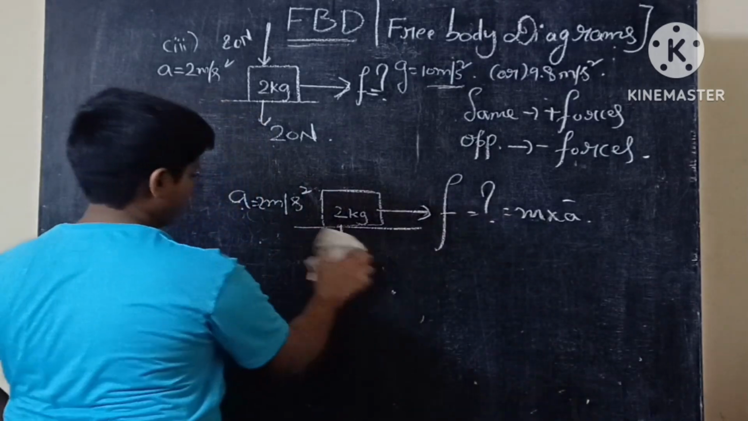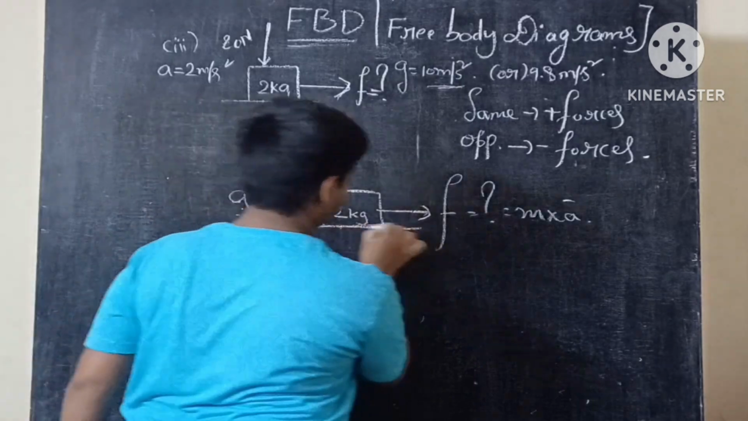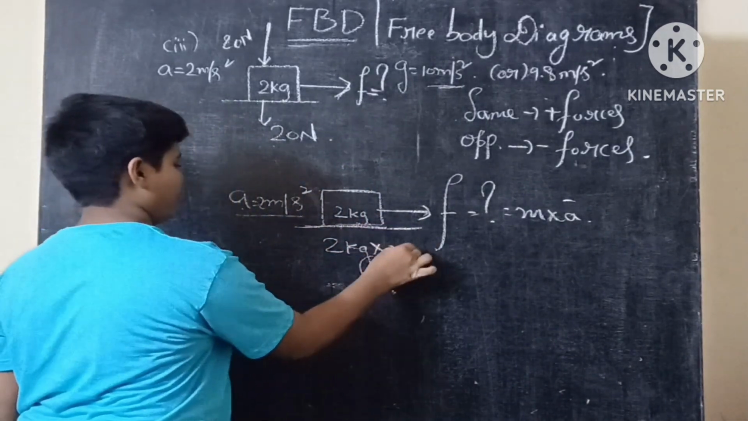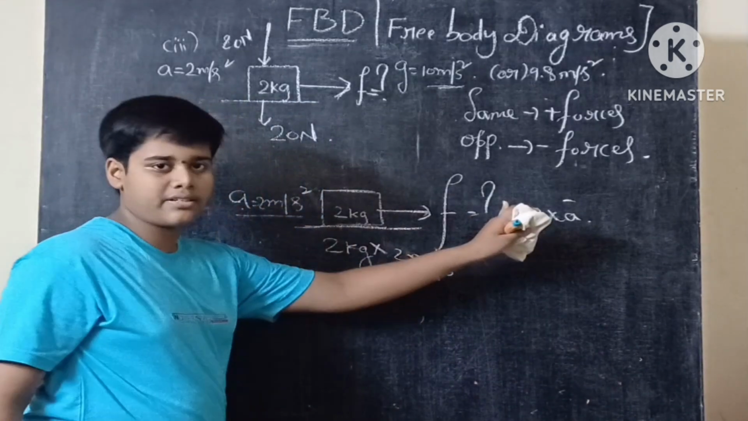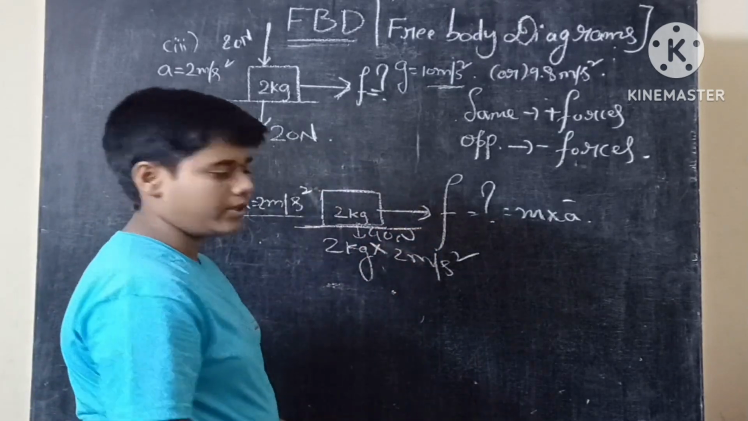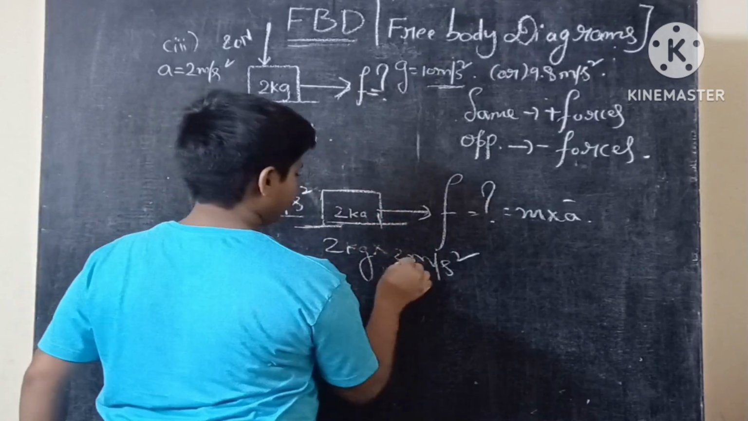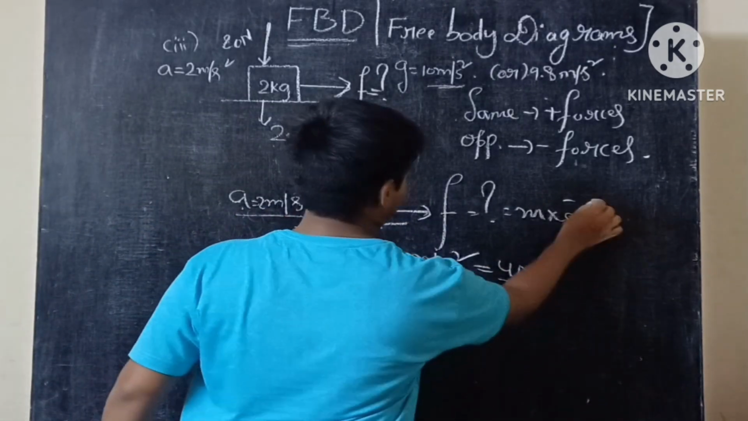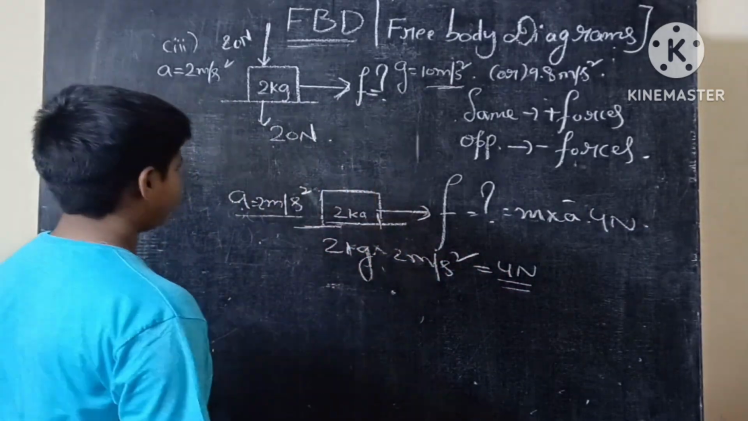They gave the acceleration and the mass, which means 2 kg into 2 meter per second square. We have to find the force along this direction. There is no effect from the 40 newtons, so we can neglect or eliminate it. 2 kg into 2 meter per second square is nothing but 4 newtons. So the final force is 4 newtons. Okay, so this is one of the cases.